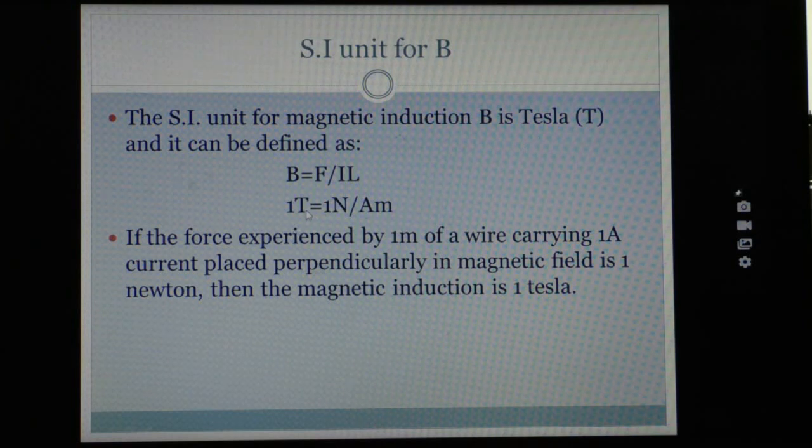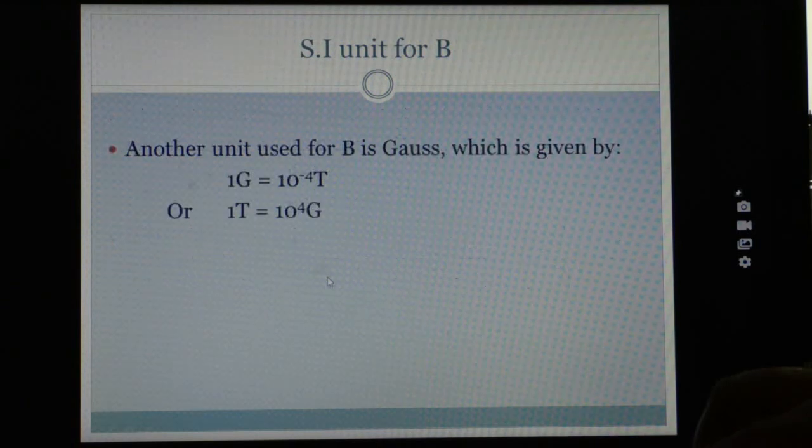So dear students, here we have a very important relation which gives you the definition of Tesla: 1 Tesla is equal to 1 Newton over 1 ampere into 1 meter. If the force experienced by 1 meter of a wire carrying 1 ampere current placed perpendicularly in a magnetic field is 1 Newton, then the magnetic induction is 1 Tesla.